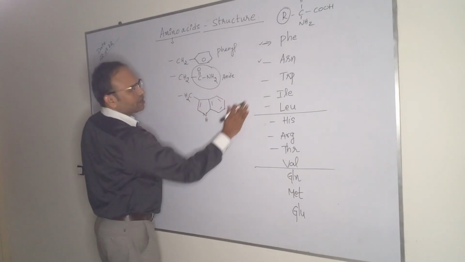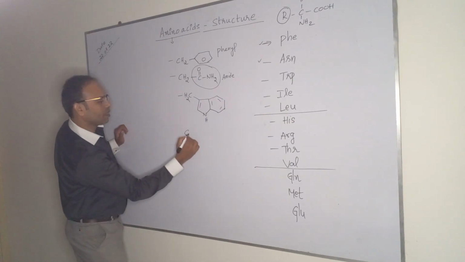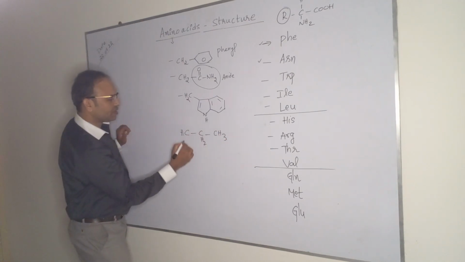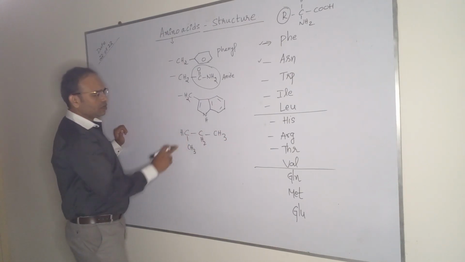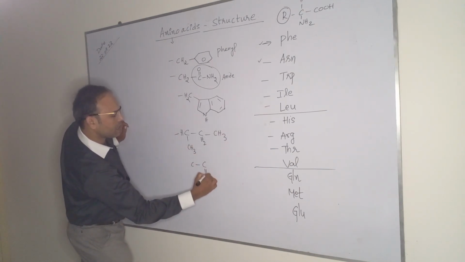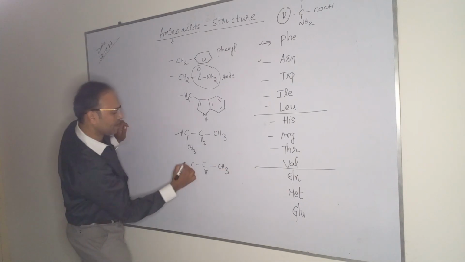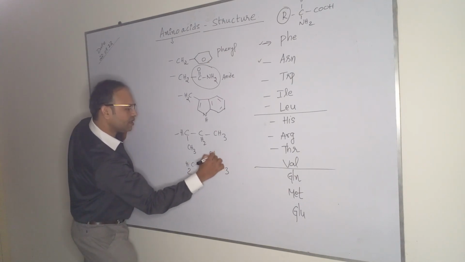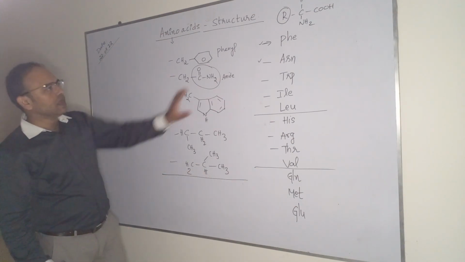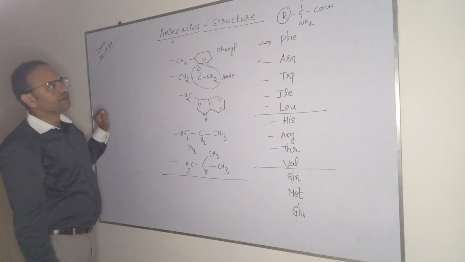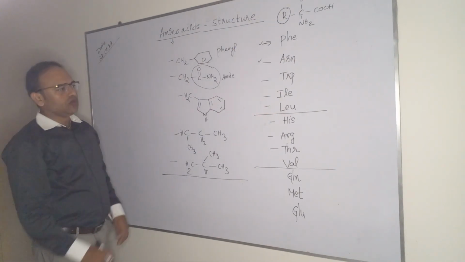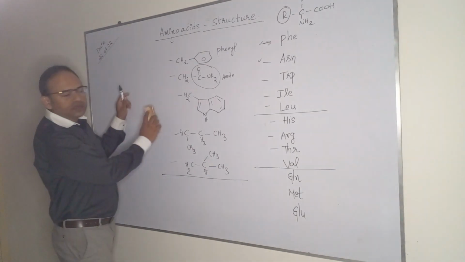Fine. Next step, isoleucine, CH, CH2, CH3, and here CH3. So this is R group. Now for leucine, the same thing. Here CH and CH3. One more CH3 is connected here. So this will be the R group. For the first 5 amino acids, I have written this. You can simply substitute this R group here and you will get the respective amino acids. Hope you have understood this.